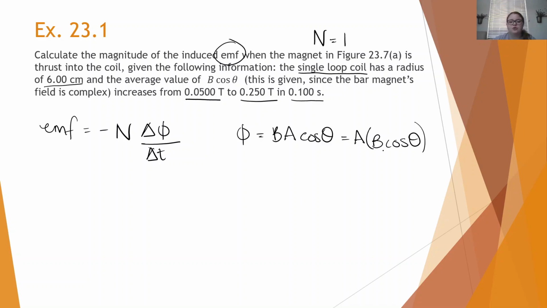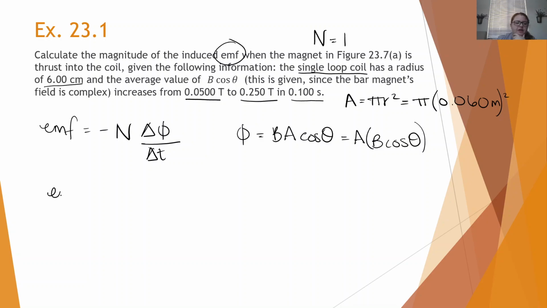So we have a coil with some radius. The area of a circle is going to be pi r squared. This radius is in centimeters, so we're going to need to convert that to meters. So we should have pi times r in meters, that would be 0.06 meters. That would give us our area.